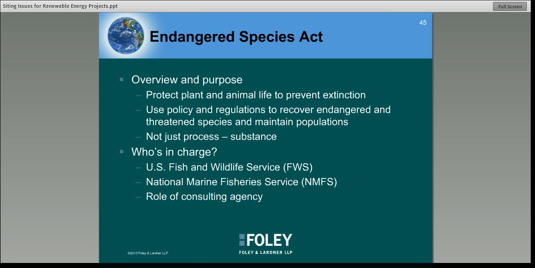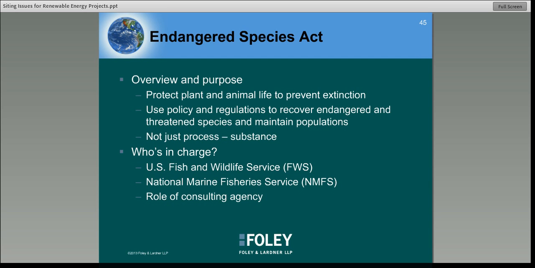Finally, as with many environmental issues, just be thoughtful about the potential for legal challenges. These come up very often. You can get a challenge to the validity of a determination or the process, and making sure that you dot your i's and cross your t's is very important in NEPA compliance.